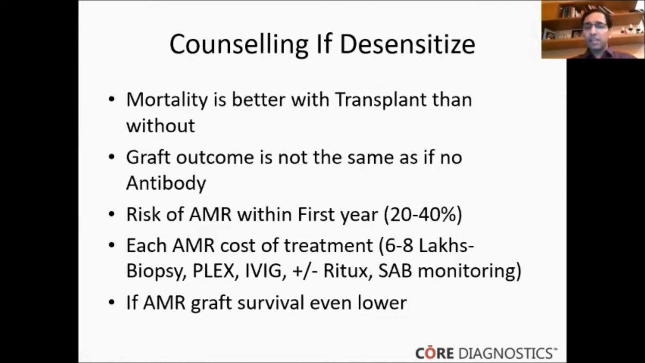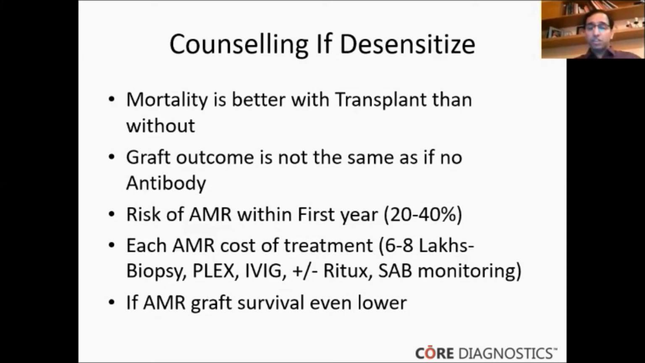So that is something that they do need to know: no matter whether it is just a donor-specific antibody with a negative cross-match, or CDC or flow cross-match positivity, the outcome is not going to be as good as the others. The risk of antibody rejection, depending on the cross-match and the level of antibody, is going to be somewhere in the 20 to 40% range in the first year, and predominantly this is going to be in the first 3 months.